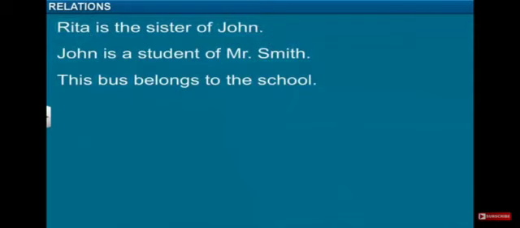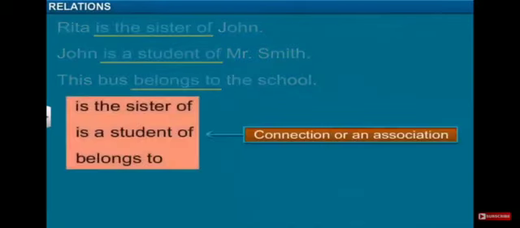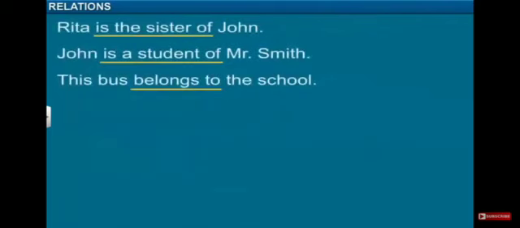So here Rita is connected with John. So "is the sister of" is the relation between Rita and John. And "is a student of" is a relation between John and Mr. Smith. And "belongs to" is the relation between bus and a school. Right? So this is a connection or an association, a relation.